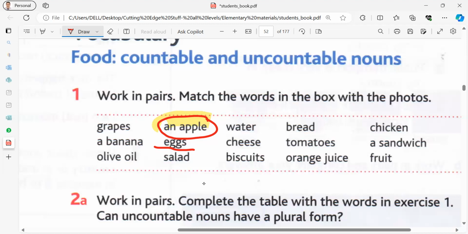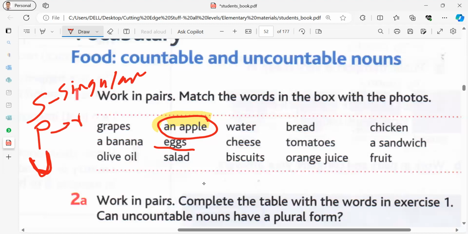So again, guys, let's do them together. If it is singular, we should write S. If it is plural, we should write P. If it is uncountable, use U. U means uncountable. Singular, write S, مفرد. P, write plural, جمع. U means uncountable, اسم غير معدود.